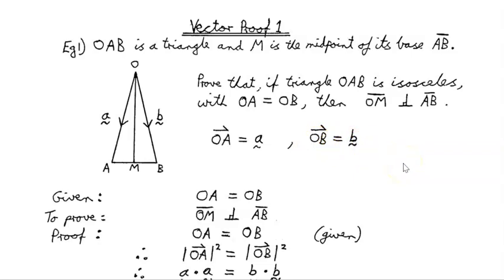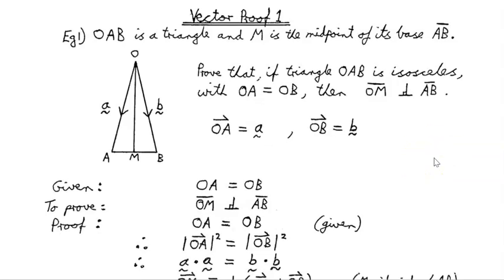So we want to argue that if M is the midpoint of the base of an isosceles triangle, then the vector OM, or the line OM, is perpendicular to the line AB. And we'll be arguing that's true for all isosceles triangles. Okay, let's start then. We're given that the length OA is equal to OB because it's isosceles. We want to prove that the line OM is perpendicular to the line AB.